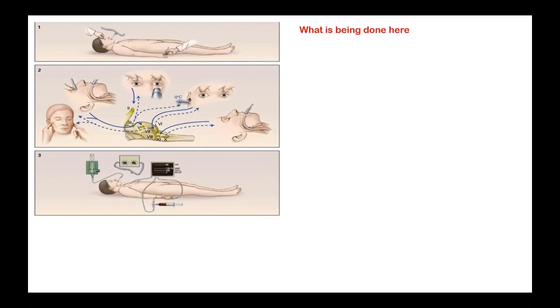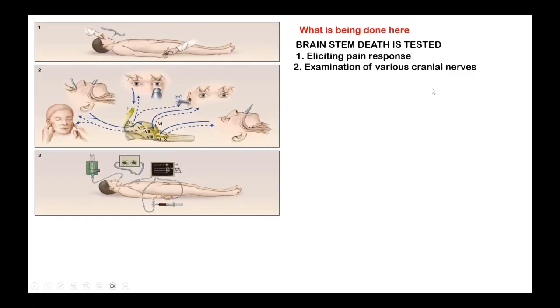Apnea test. Brain death. It is testing for brainstem death. Brainstem death testing: the first one is eliciting the pain response, pressing at the glabella. What is the second one? Examination of various cranial nerves. All these things are shown in the picture. The third one is the apnea test. All the three are shown.